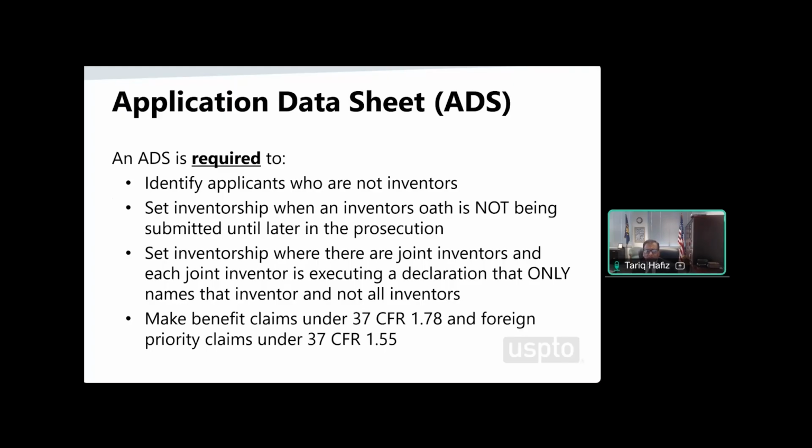It is required for identifying applicants, like assignees who are not inventors, and for people who are making priority claims to a provisional or foreign filing. There are also some specific examples of inventorship, if there are multiple inventors, when oaths are incomplete, or with joint inventors.